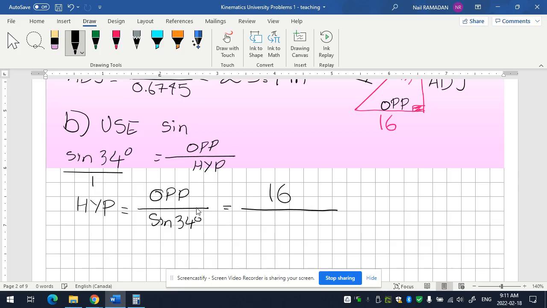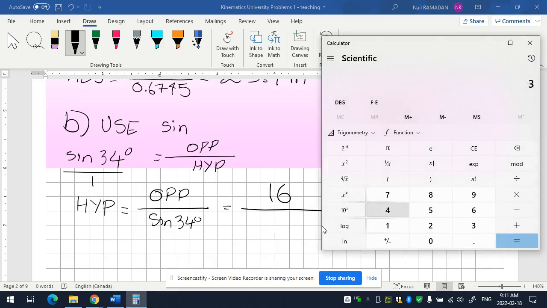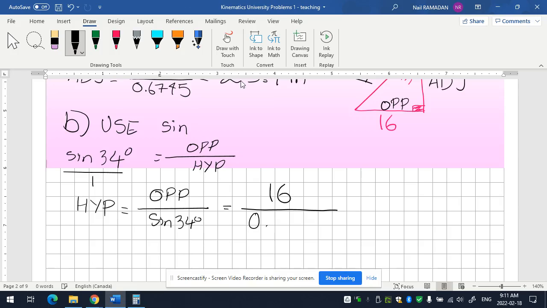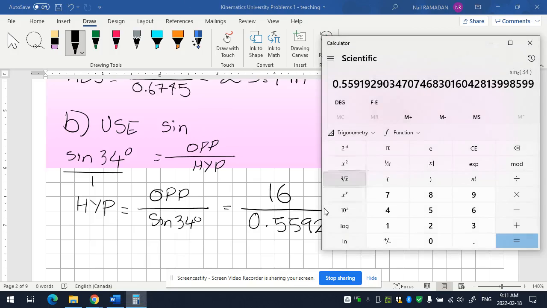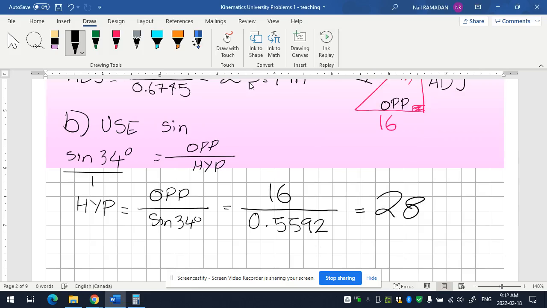So 16 divided by sine of 34, which is 0.5592. You know what, I'm going to flip this number and then multiply it by 16. Boom. So apparently the hypotenuse, or the actual length of the vector, the bad vector, is 28.6 in meters.